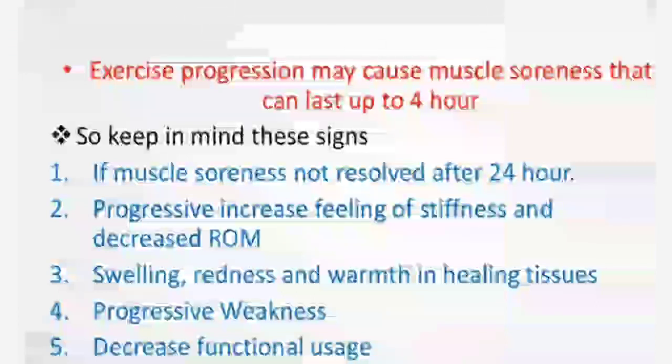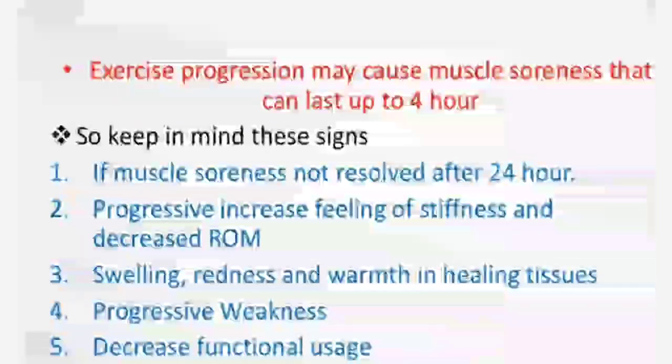If muscle soreness is not resolved after 24 hours, progressive increased feeling of stiffness and decreased range of motion, swelling, redness, and warmth in healing tissues, progressive weakness, decreased functional usage.